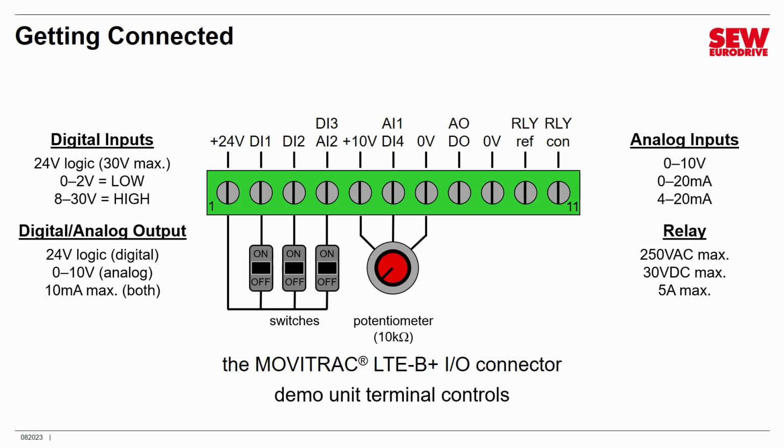Now this is how you should wire up your connector to do the activities in this class, and this is how my demo unit is wired up. Digital inputs 1, 2, and 3 are connected to single-pole, single-throw switches, which are connected up to the built-in 24-volt supply, so these inputs are treated as purely digital. Analog input 1 is connected up to the wiper of a potentiometer, which is energized by the 10-volt built-in power supply. This will be used mostly for speed control, but we will use it for one other thing as well. So you should connect your demo unit up in a similar way.